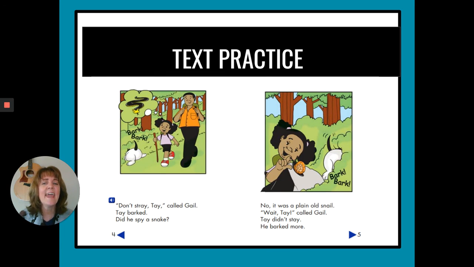Don't stray, Tay, called Gail. Tay barked. Did he spy a snake? Now you read. Great. No, it was a plain old snail. Wait, Tay, said Gail. Tay didn't stay. He barked more. Now you read.